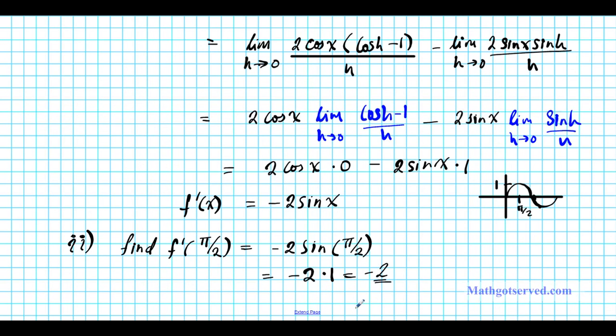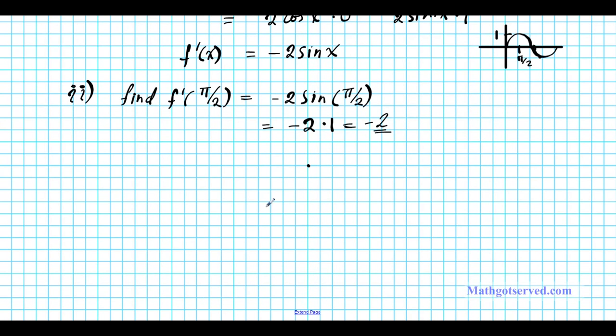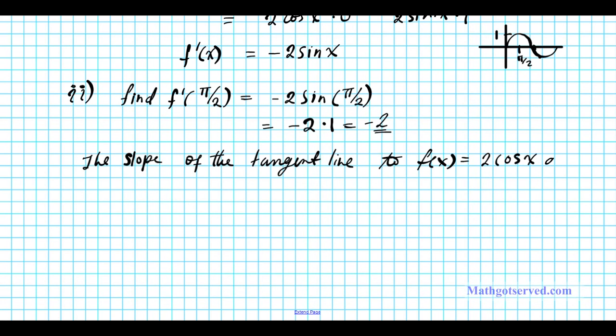So that's exactly what we were asked to find. We were asked to find the slope of the tangent line. So let's write down the significance of our results in a complete sentence. This means that the slope of the tangent line to the function 2 cosine x at x equals pi over 2 is negative 2.